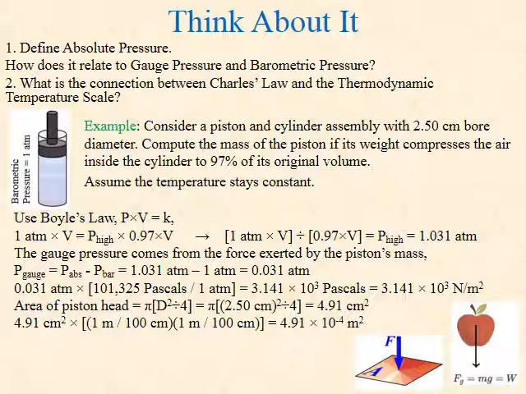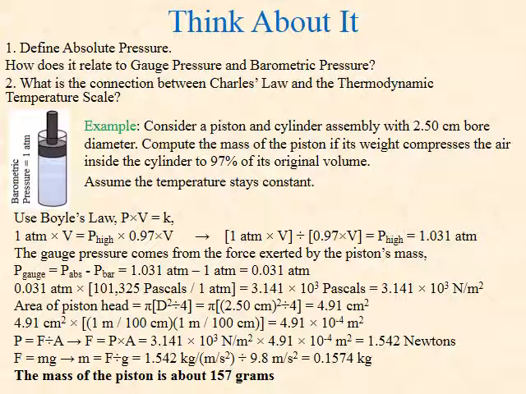The answer, 3.141 times 10 to the third pascals, can also be expressed as 3.141 times 10 to the third newtons per meter squared. So we can compute the force exerted by the piston if we know the area of the head of the piston. After doing the math, we conclude that the head of the piston has an area of 4.91 times 10 to the minus 4 meters squared. Then we use the definition of pressure, which is force per unit area, to obtain the force exerted by the piston. This force is the product of mass times acceleration on the Earth's gravitational field. After doing the math, we conclude that the piston has a mass of about 157 grams.